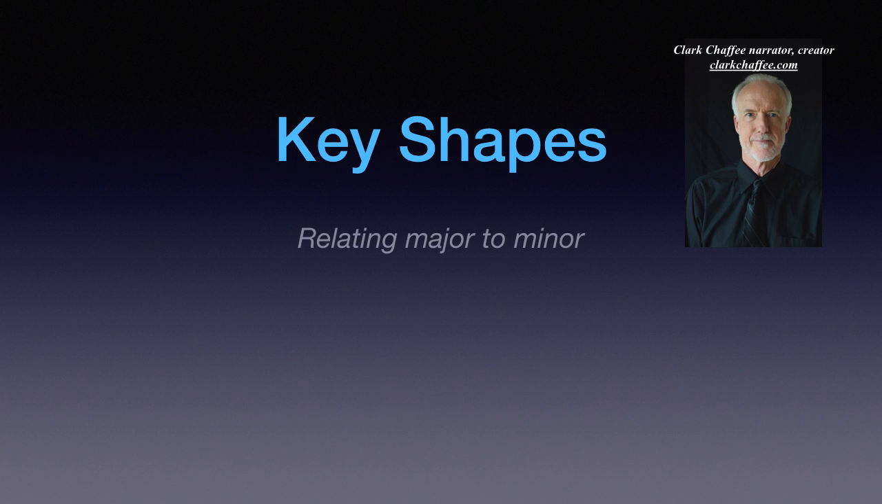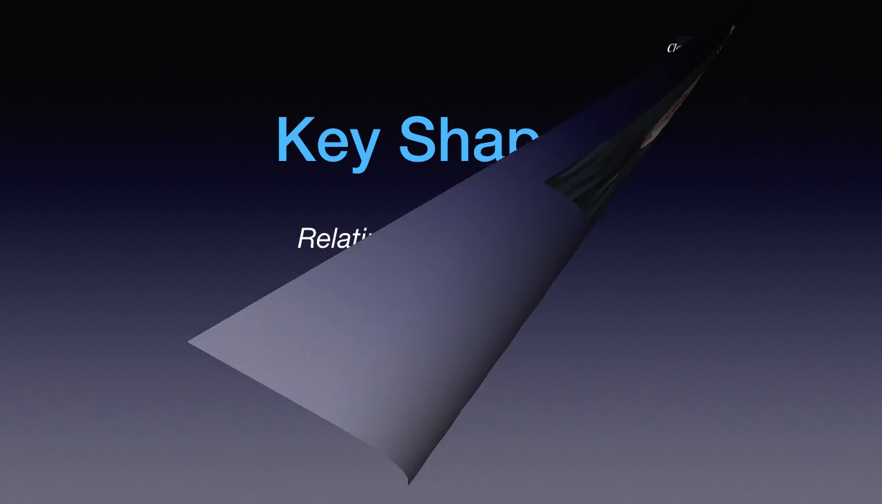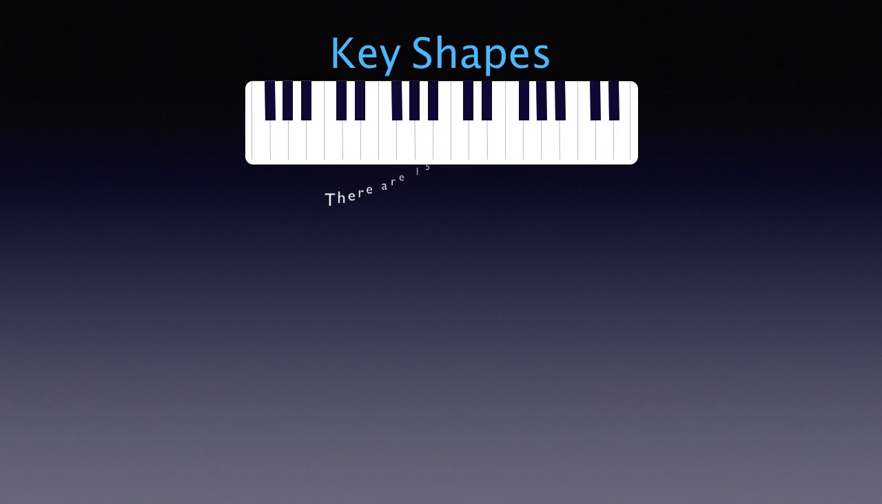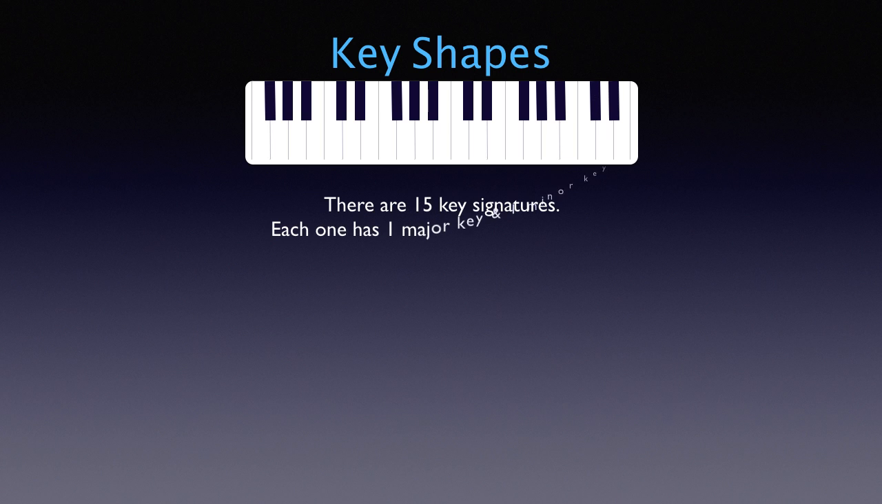Welcome back to Key Shapes, relating major to minor key signatures and scales. There are 15 key signatures. Each one has one major key and one minor key.